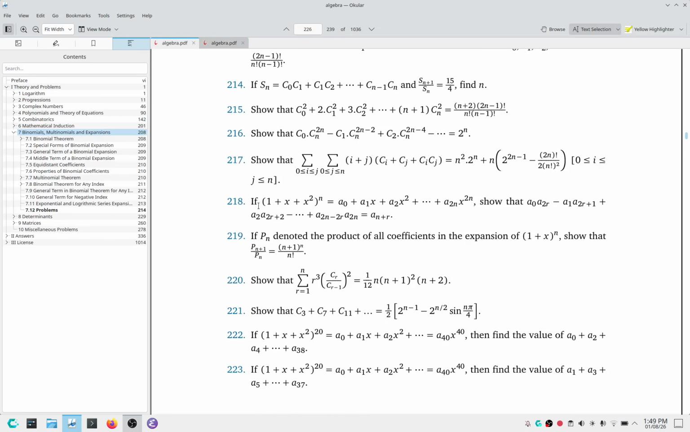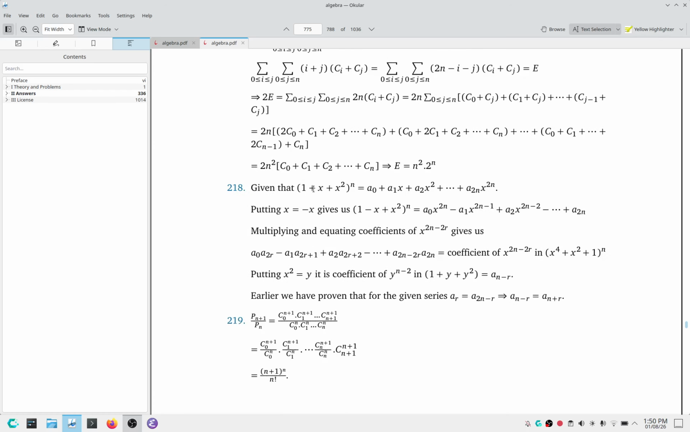Question 218 says that if (1 + x²)^n is equal to a0 + a1x + a2x² up to a2n x^(2n), show that a0 a2r − a1 a2r+1 + a2 a2r+2 and so on up to (2n − 2r) times a2n is equal to a(n+r). So we put x equal to −x, we get a0 x^(2n) − a1 x^(2n−1) + a2 x^(2n−2) and so on up to a2n.